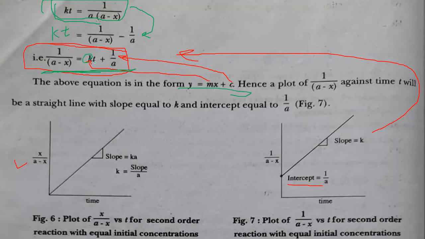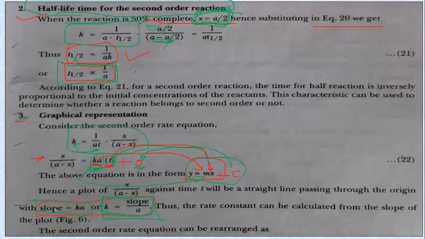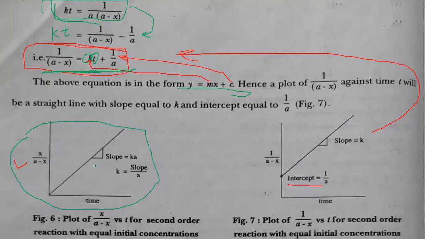Time we are taking on the x-axis. If you see on the graph, this is the graph for the first type of simplification. This is the graph for this equation. So this is the positive slope. Slope equal to Ka. Therefore, K equal to slope upon A. This we have seen in the previous slide.